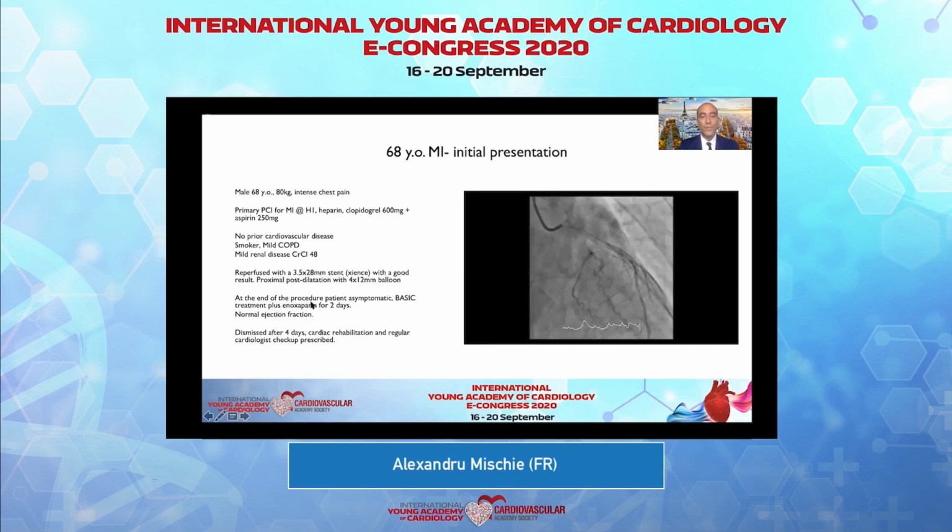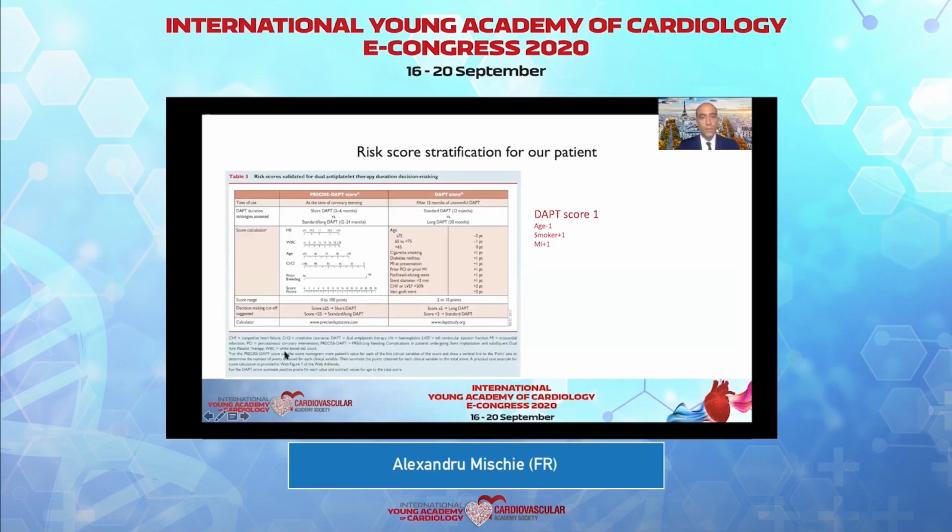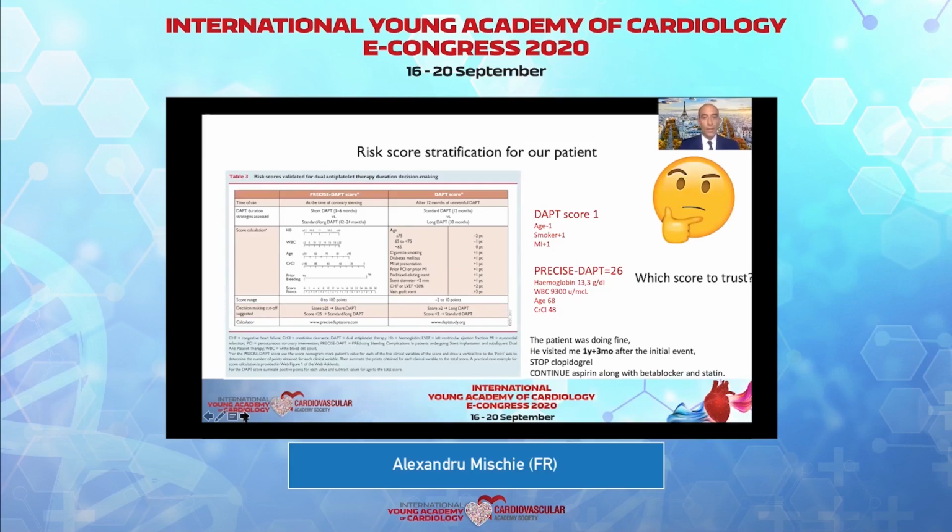At the end of the procedure, the patient was asymptomatic. He had a normal ejection fraction. He was dismissed 4 days after his initial presentation. So I'll just try to calculate our scores for this patient. He has a DAPT score of 1. He has a PRECISE-DAPT score of 26. Now, which score to trust, because the two scores contradict each other regarding the dual antiplatelet strategy in the long run.